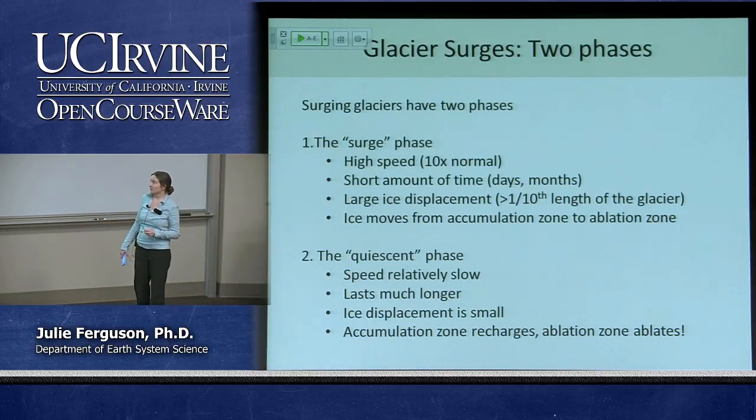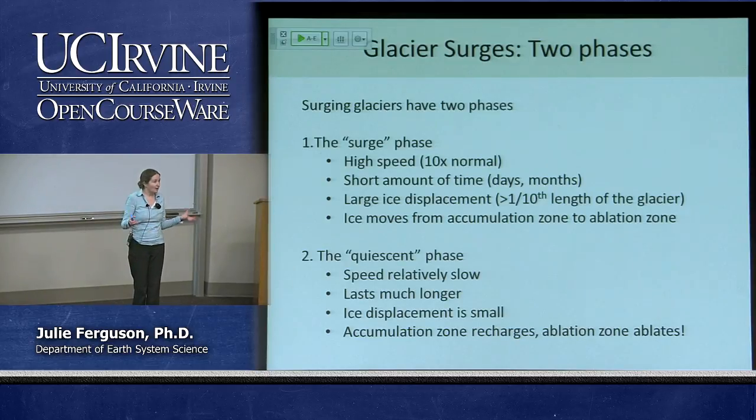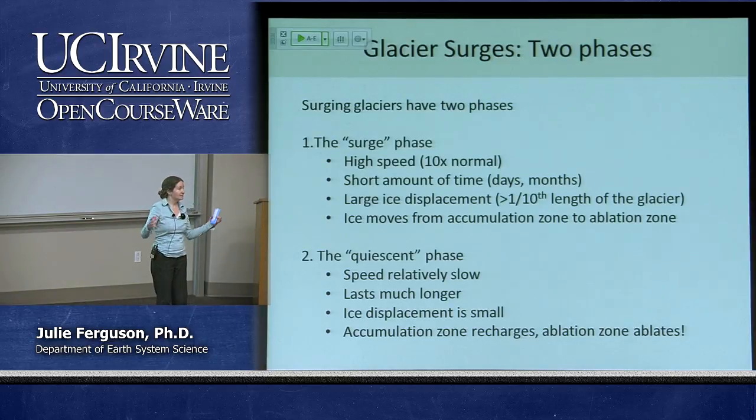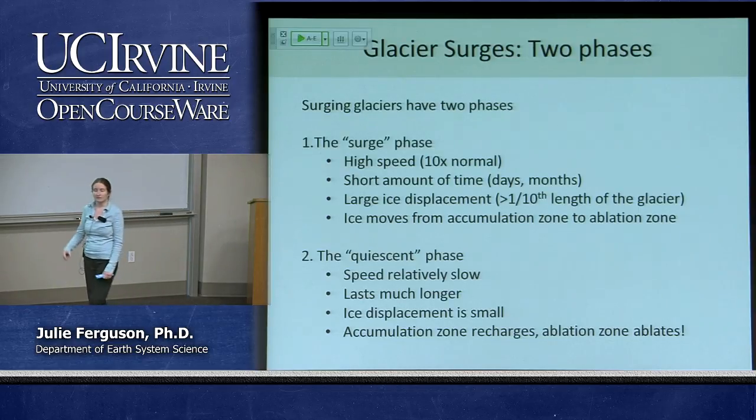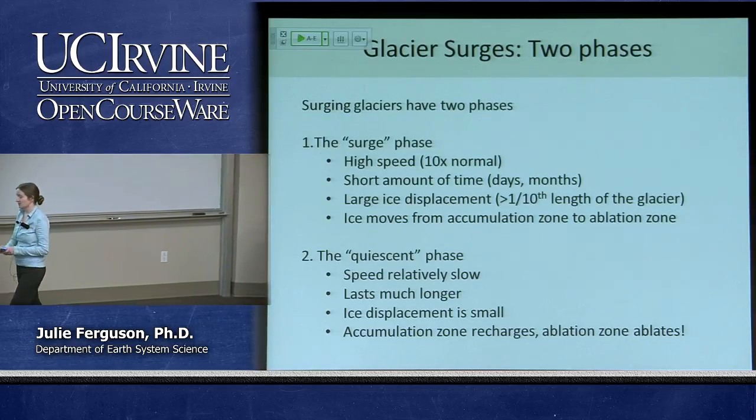And then we have what we call the quiescent phase, which is the quiet phase when it's not really doing its thing. The speed is relatively slow, and this is that 10 years or 100 years or even longer. That ice movement is relatively small, and so that accumulation zone builds up ice again, and we're losing ice down in the ablation zone.